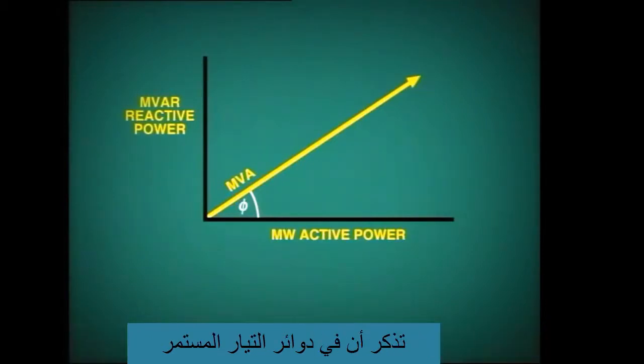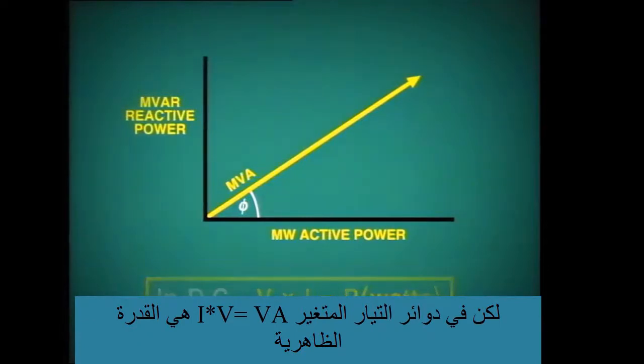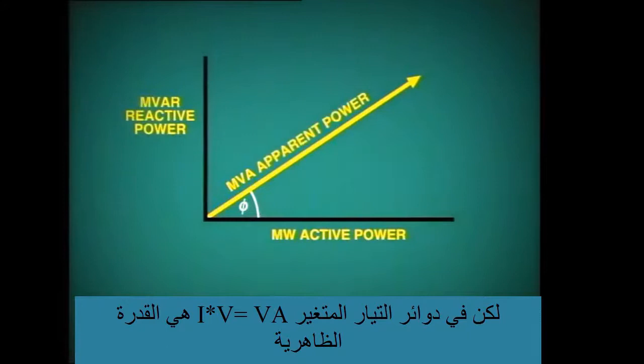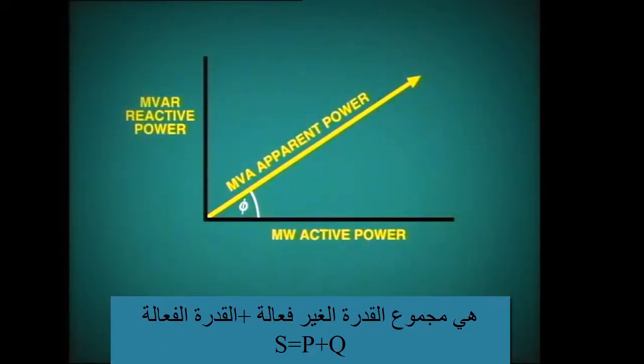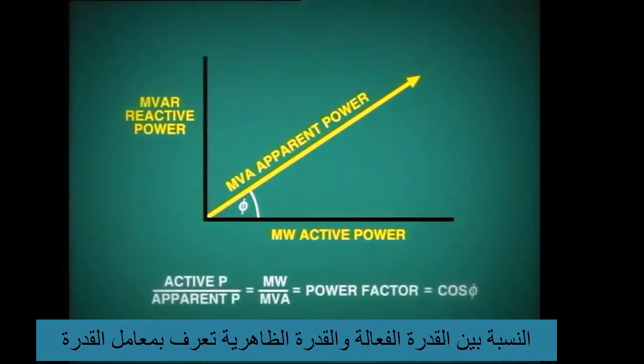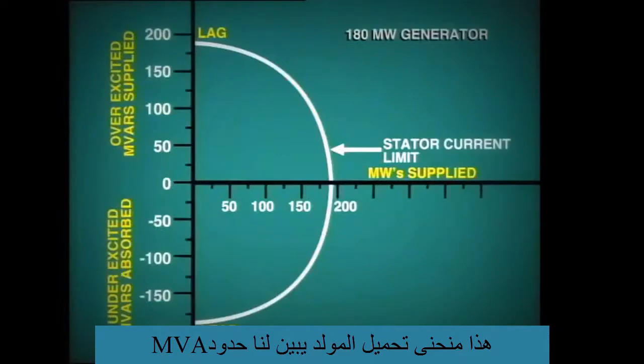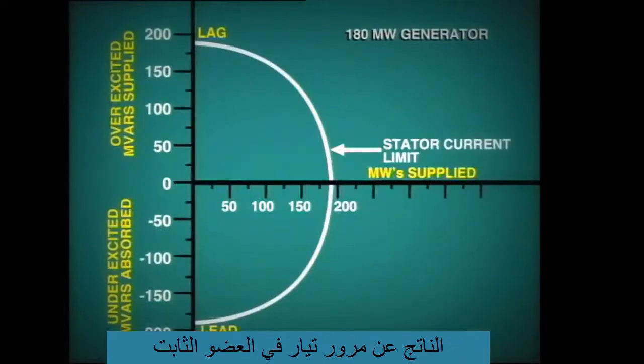You will remember that in a DC circuit, if we multiply volts times amps, we get power in watts. However, in an AC circuit, volts times amps, VA, gives us apparent power, as it is a combination of vars and watts. The ratio of true power, that is active power, megawatts, to apparent power, MVA, is known as power factor.